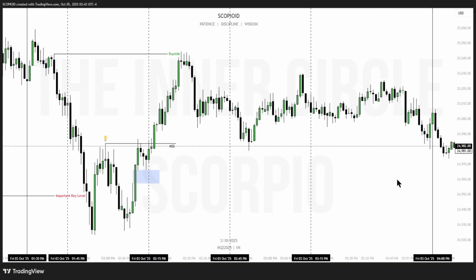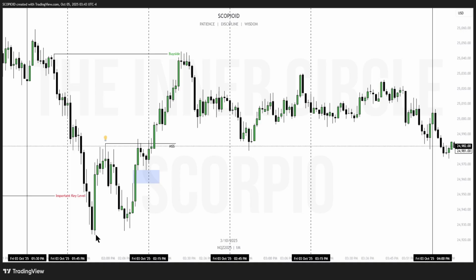Okay, so this is the same PM session for the New York PM session at 1:30 to 4. This is our session of interest. At 1:45 we are going down. We are inside an important key level where we anticipate a reversal.